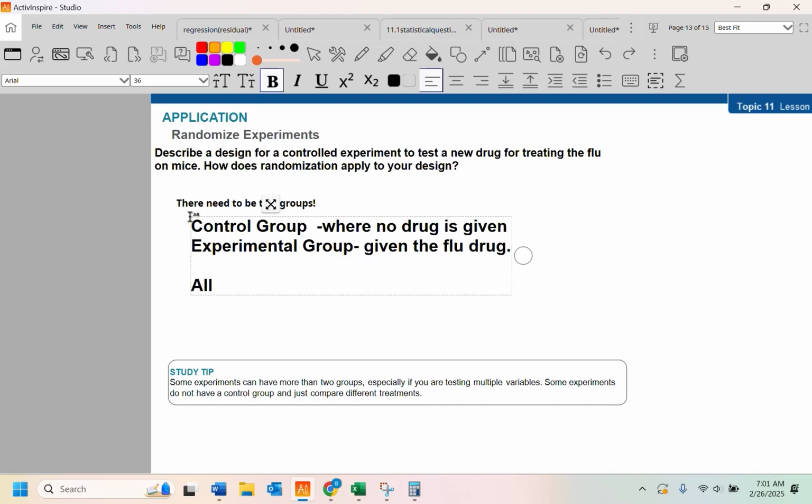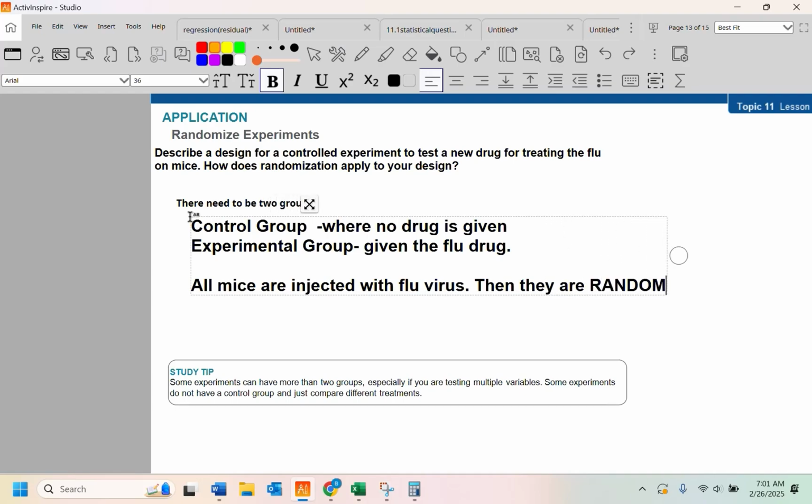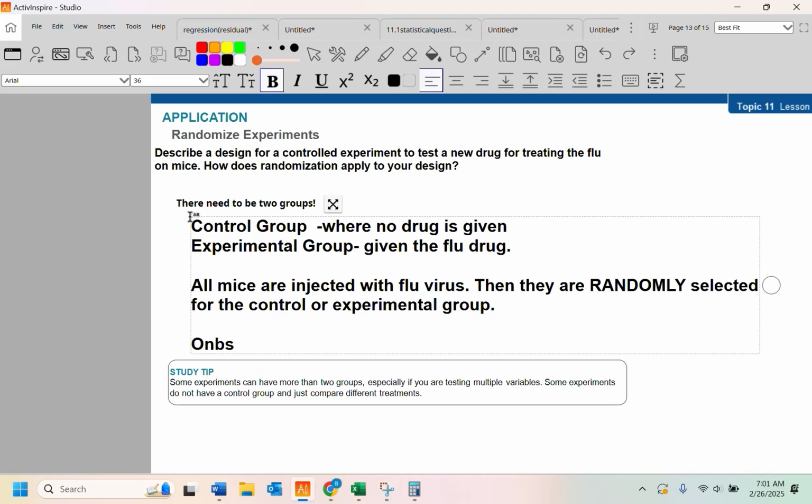Now, all mice are injected with the flu. Then they are randomly selected for the control or experimental group. And then you observe and count who gets the flu. And you see if there is a statistical difference.